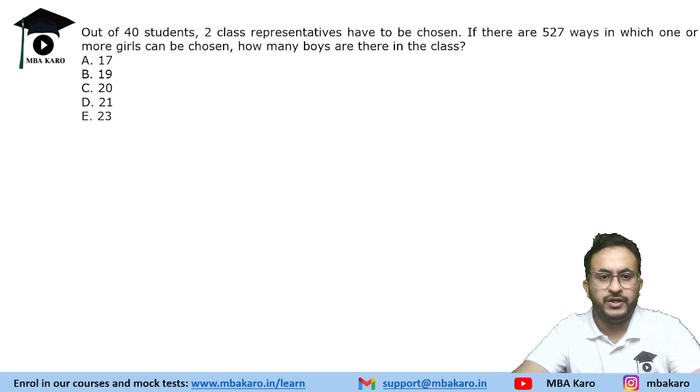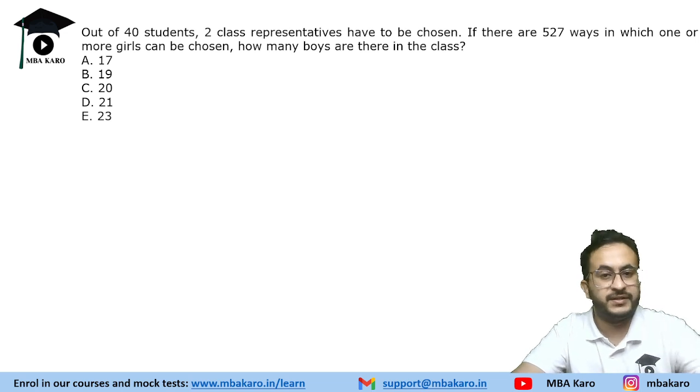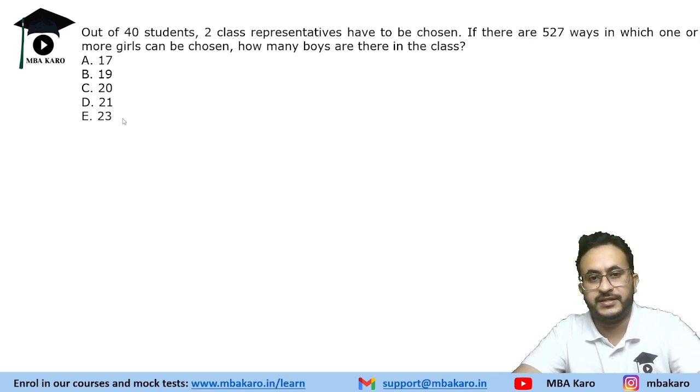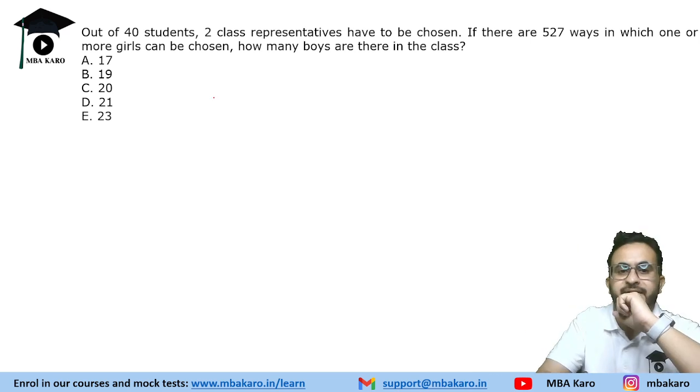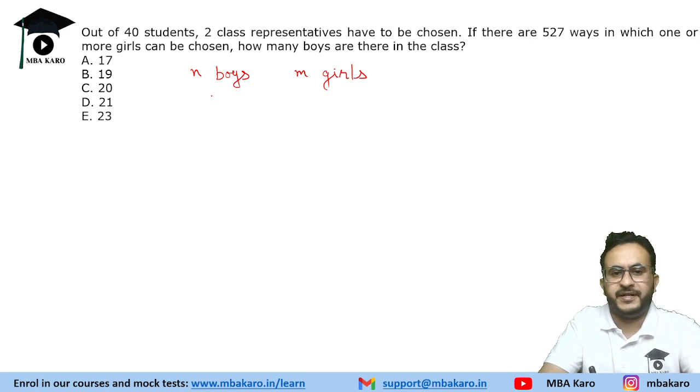Okay, next question is saying that out of 40 students, 2 class representatives have to be chosen. There are 527 ways in which one or more girls can be chosen. How many boys are there in the class? Now, if we see, let us say there are n number of boys and m number of girls. So there are different scenarios. One is if we select both boys. We have to select 2 class representatives.